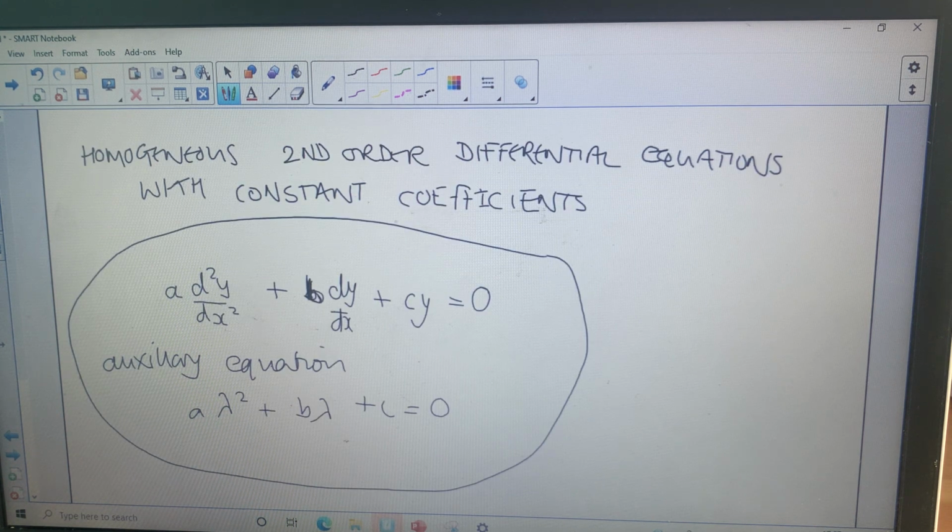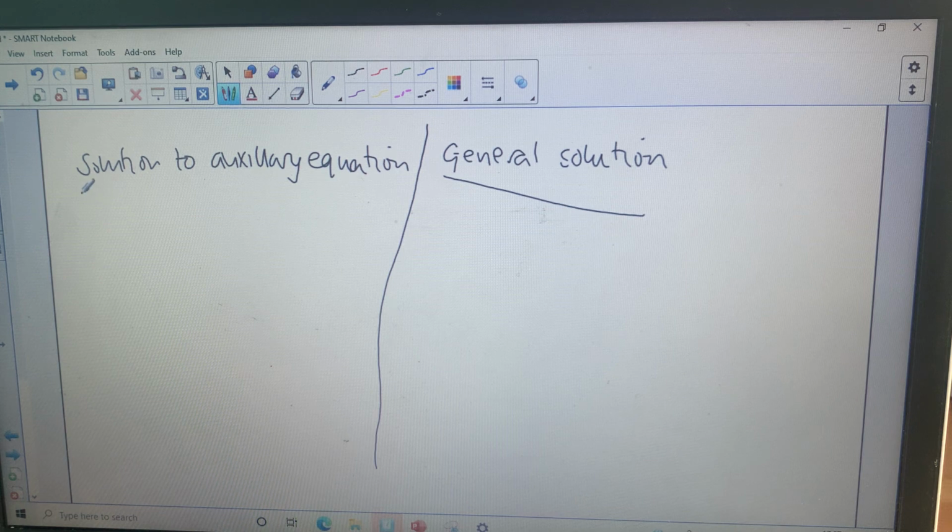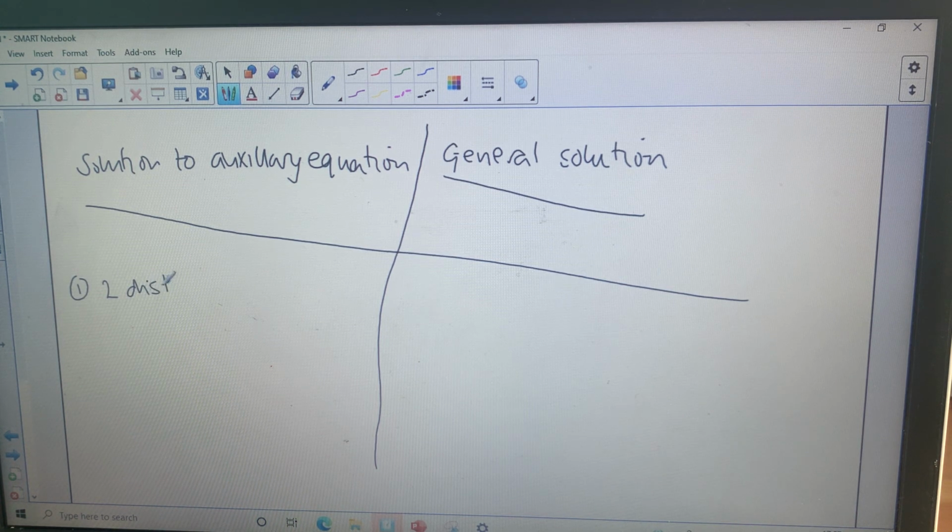Now, if we go back, you can see your auxiliary equation is a quadratic. And when we're solving a quadratic, we can only have 3 case scenarios, can't we? So our first case is 2 distinct roots, and they'll be real roots. We're going to call them lambda 1 and lambda 2.